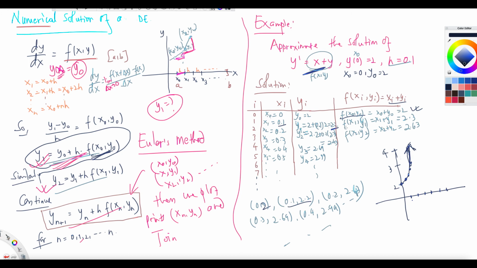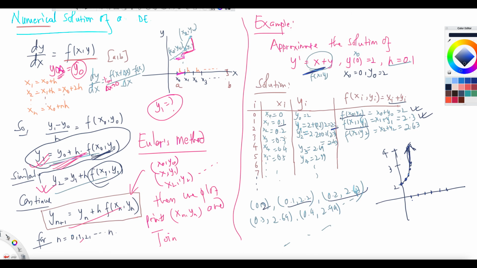Now I want to find f of x1, y1, because to find y2 I will need that. So f of x1, y1 will be x1 plus y1, because f of x, y is that, where x1 is 0.1 and y1 is 2.2. So 0.1 plus 2.2 becomes 2.3. That's what we got, and I noted that.